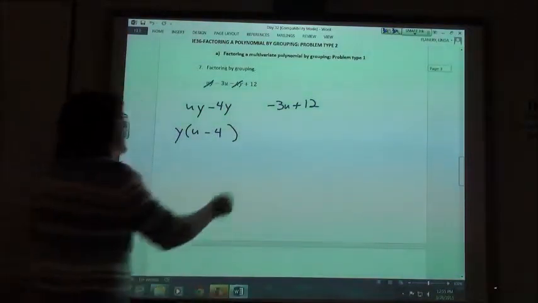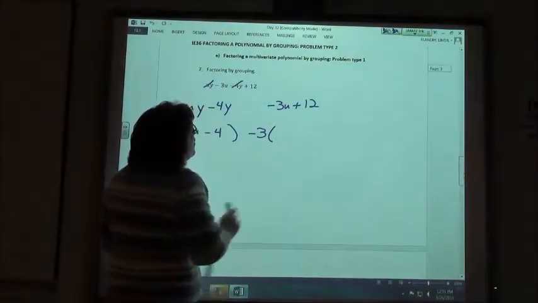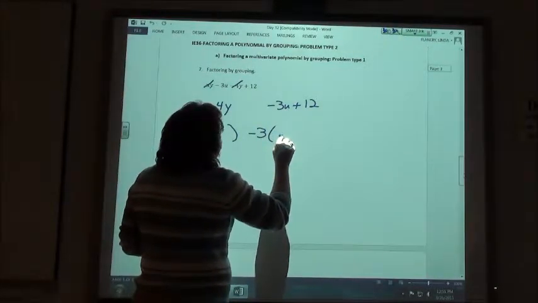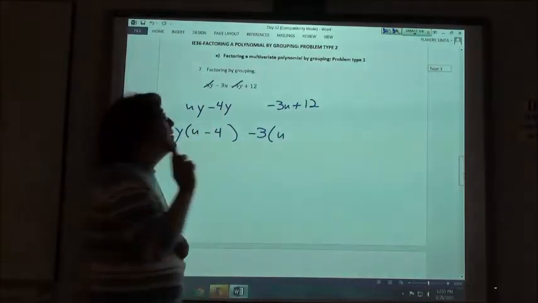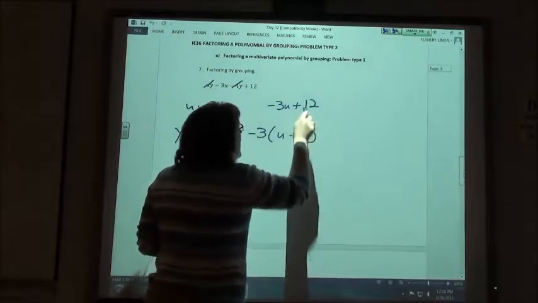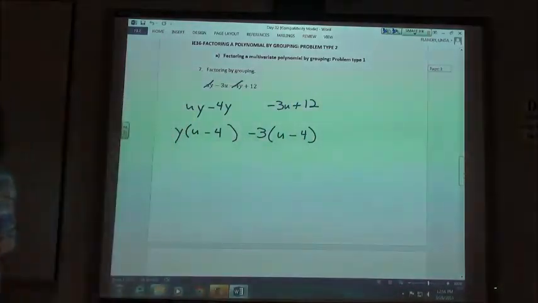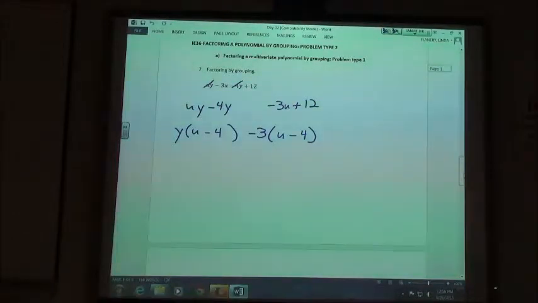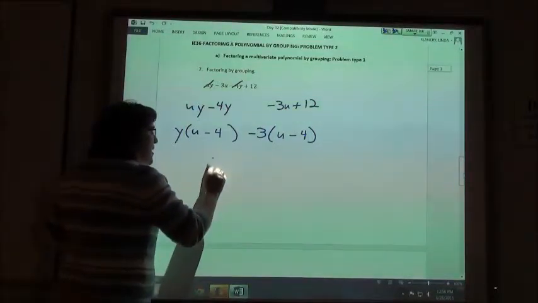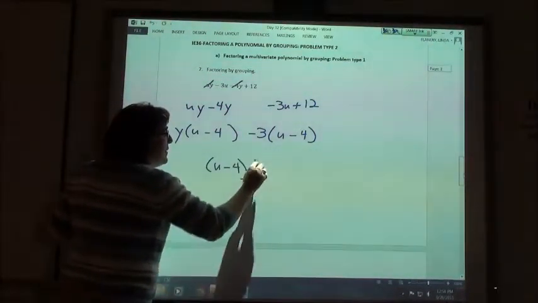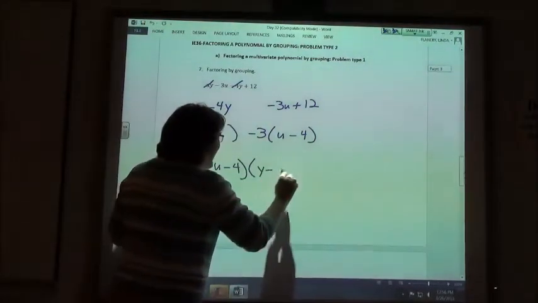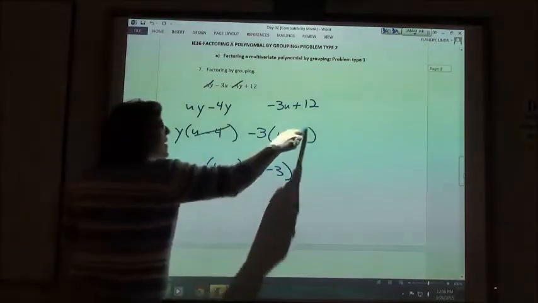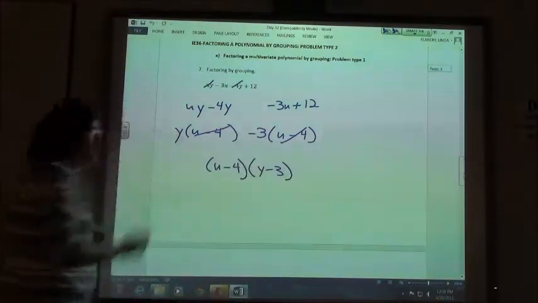Negative 3. Exactly. So then when I divide out the negative 3, I'm going to get u plus 4. Not u plus 4, u negative 4, because a positive divided by a negative makes that a negative, changes that sign. So now you can see what's in the parentheses is the exact same thing. You're on the right track. And so my factors: u minus 4 is my common factor, and y minus 3 is my other factor.